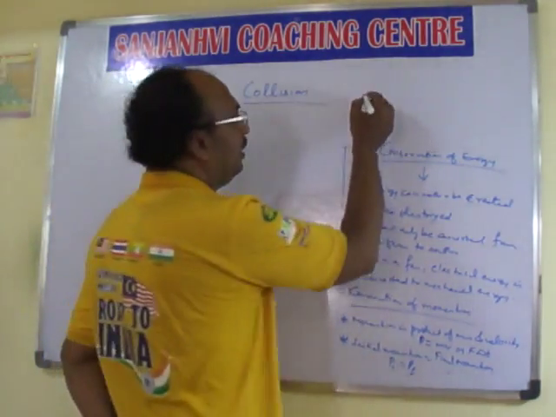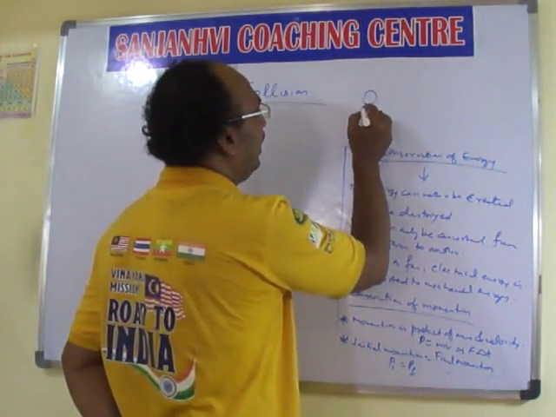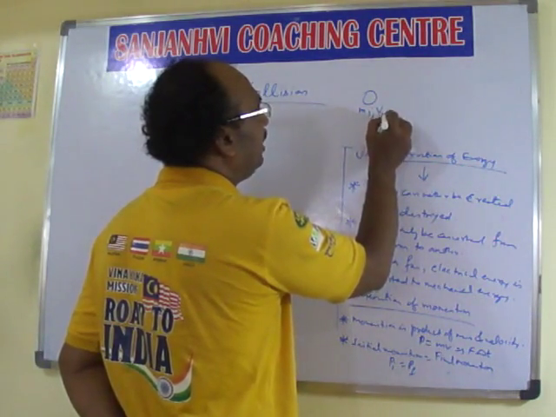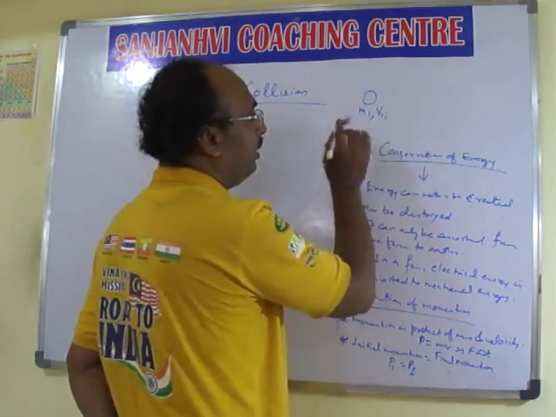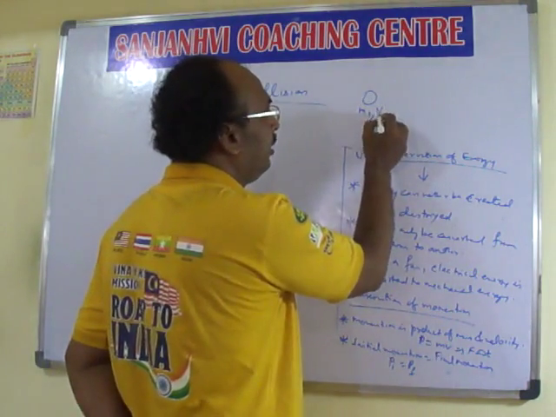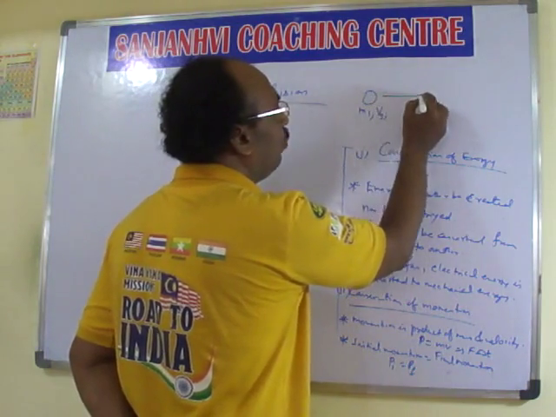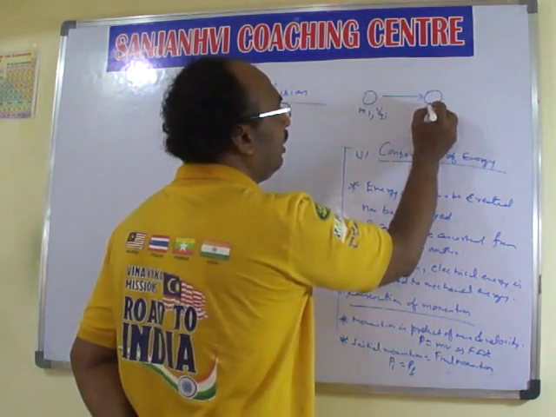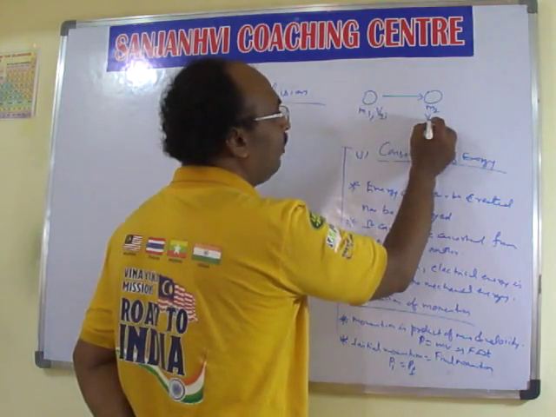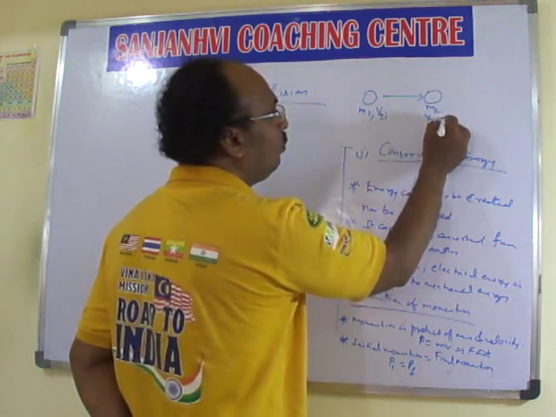As I told, suppose one object is there, that is M1, which is moving with some initial velocity V1I, because it is the first body, so V1I we are writing. And this is going and hitting another body which is M2, and its initial velocity V2I is equal to 0.